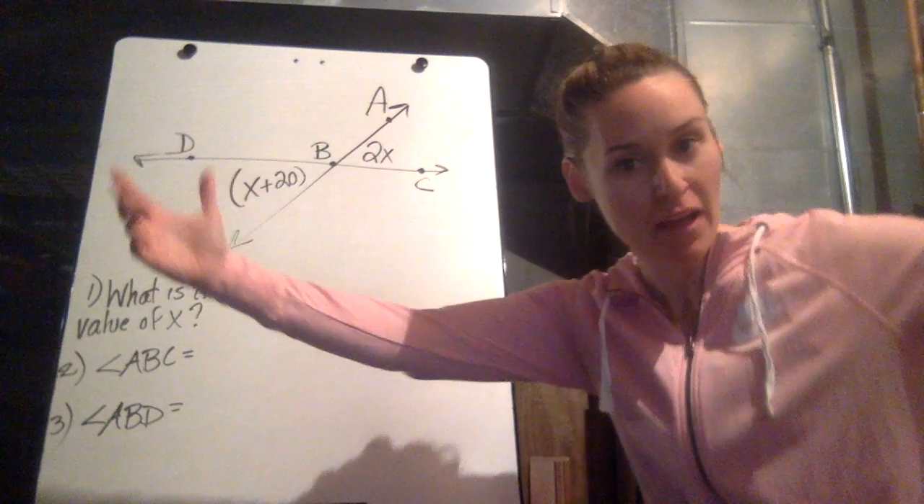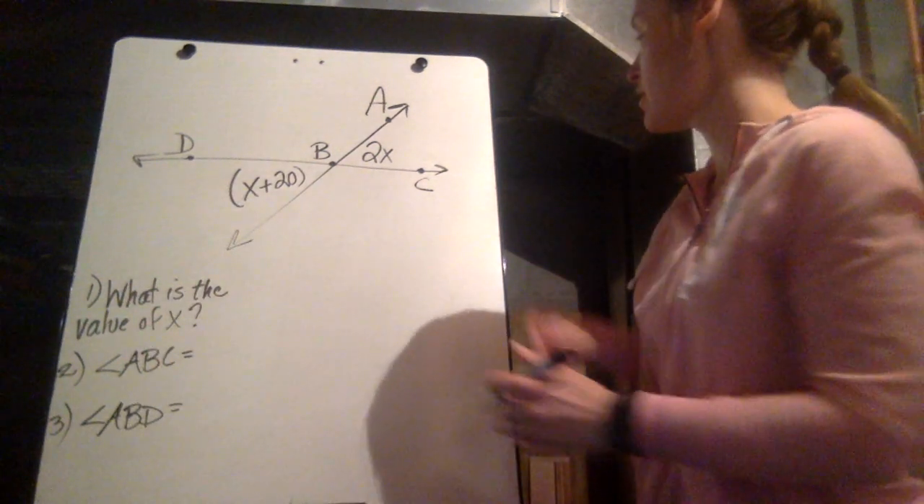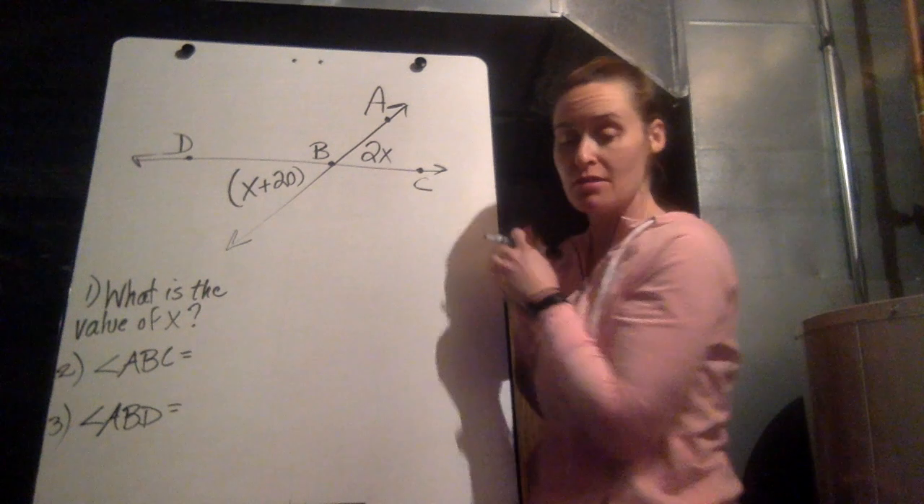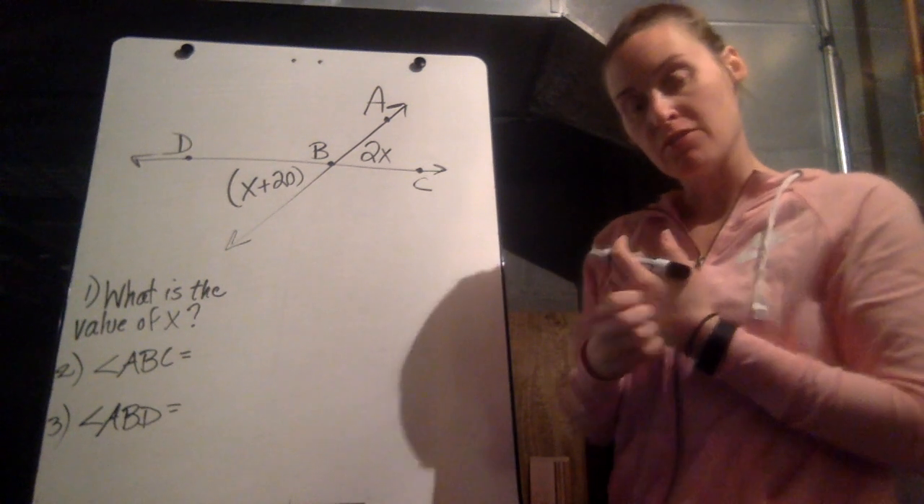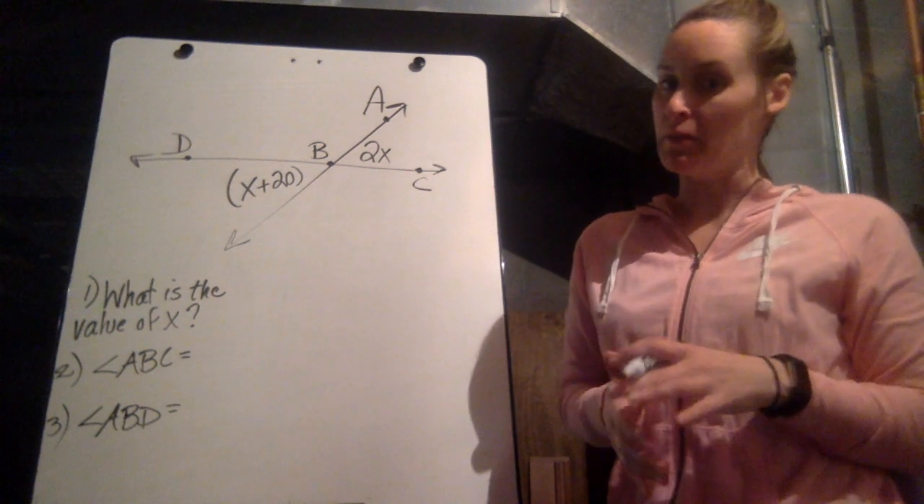Everybody, welcome back to the Math Dungeon. We're going to continue our talk about vertical angles. Remember, vertical angles are across from each other and they're equal in measure.